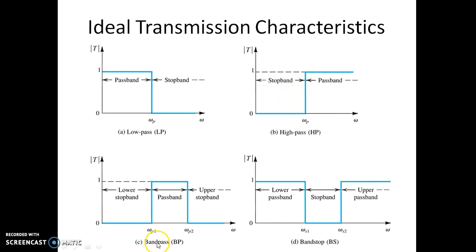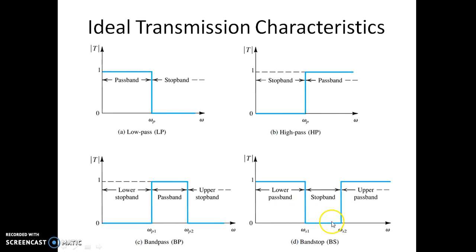Similar to that, we have the band pass filter, where it will pass the signal between two edge frequencies, omega p1 and omega p2. Frequencies from 0 to omega p1 will be blocked, and frequencies after omega p2 will also be blocked. The signals between omega p1 and omega p2 will lie in the pass band.